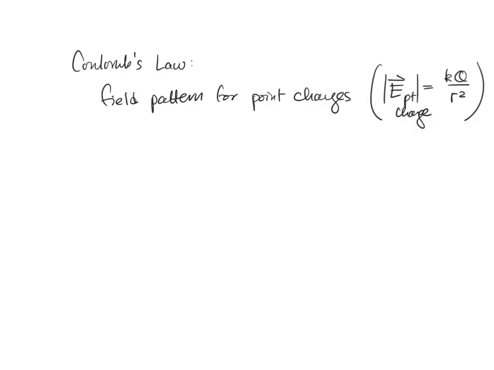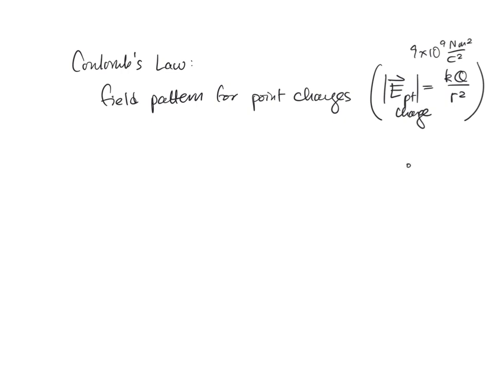One of the first things we learn when we start electrostatics is the field patterns for point charges, and that gives us Coulomb's law. Here I've written down the point charge field strength, with the direction taken out. It is equal to Coulomb's constant k, which is 9 times 10 to the 9th newton meter squared per coulomb squared, times the charge of the point charge divided by the distance squared that you are away from the point charge.